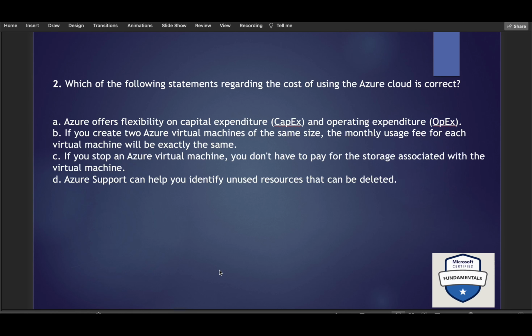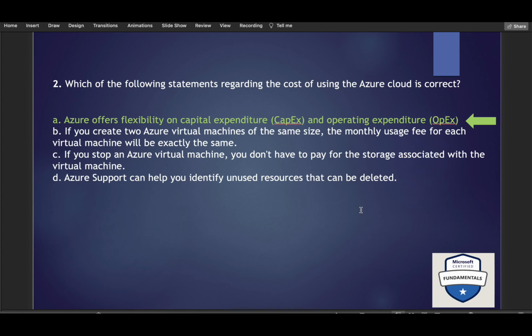So the second question is, which of the following statements regarding the cost of using the Azure cloud is correct? Of all these options: first, Azure offers flexibility on CapEx and operating expenditure, that is OpEx. Second, if you create two Azure virtual machines of the same size, the monthly usage fee for each virtual machine will be exactly the same. Third, if you stop an Azure virtual machine, you don't have to pay for the storage associated with the virtual machine. Fourth, Azure support can help you identify unused resources that can be deleted.